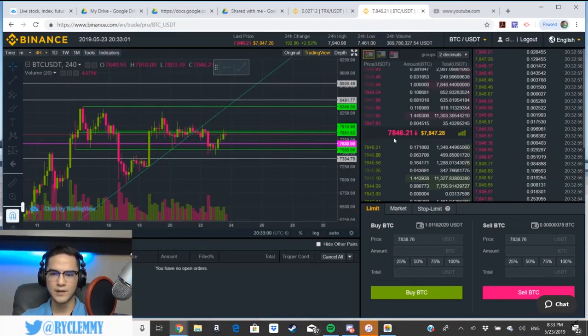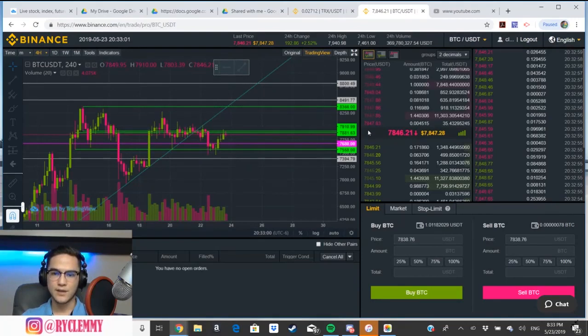And so right now where I took the screenshot, you can see that Bitcoin's price was currently at $7,846.21. Okay, so that's going to be considered the market price at the moment. Now, you're going to see this red section here and this green section below, as well as a combination over here on the right. Now, this top section is going to be called the ask orders. So these are orders where people are attempting to sell their Bitcoin for this price.